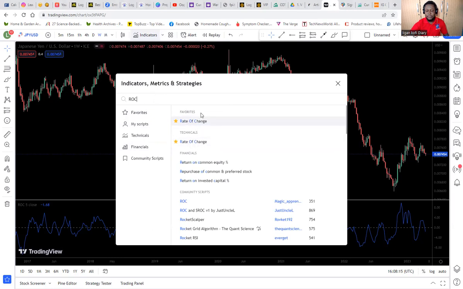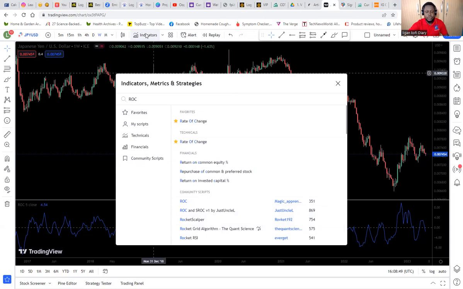This one is now in the favorites folder. That's why you see it here, rate of change. Once you get it, you double click on it to bring it to the chart, or you can favorite it. At the back here, you see this star in ash. Add to favorite. Once you click on it, it will highlight yellow like this, which means that you have added it to your favorites.